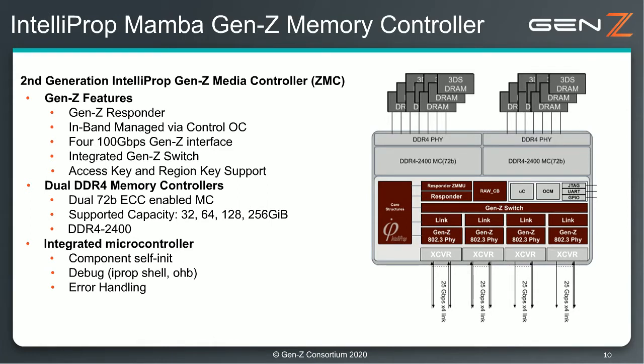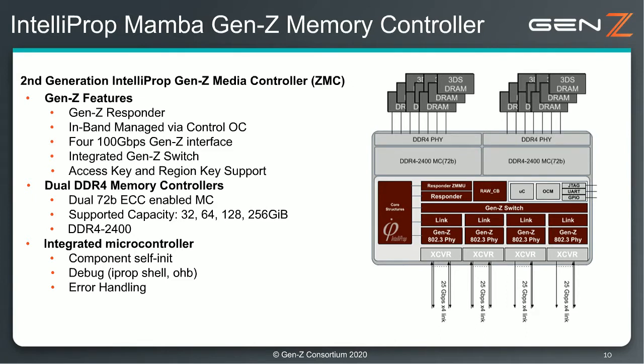The second generation of IntelliProp Mamba Gen Z media controller is utilized within the Smart Modular ZMM, which Bob described. It's implemented on a Xilinx 16-nanometer FPGA. These ZMMs have been used as Gen Z memory for various consortium demos at Supercomputing, Flash Memory Summit, HPE Discover, among others. The Mamba ZMC is a dual-channel DDR4 media controller, which implements a Gen Z responder function with integrated switch and supports in-band management from a Gen Z fabric manager.